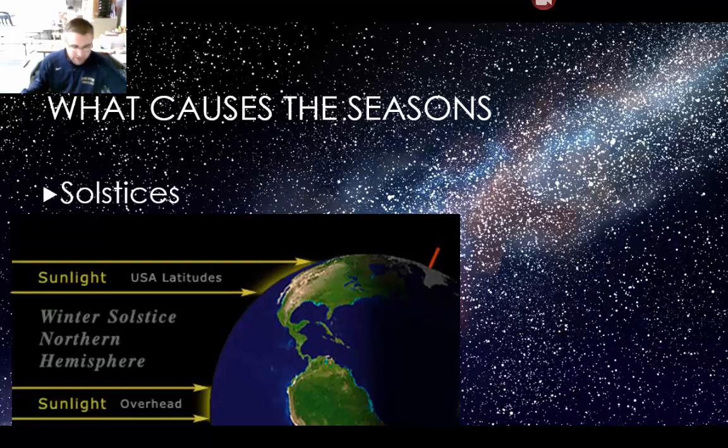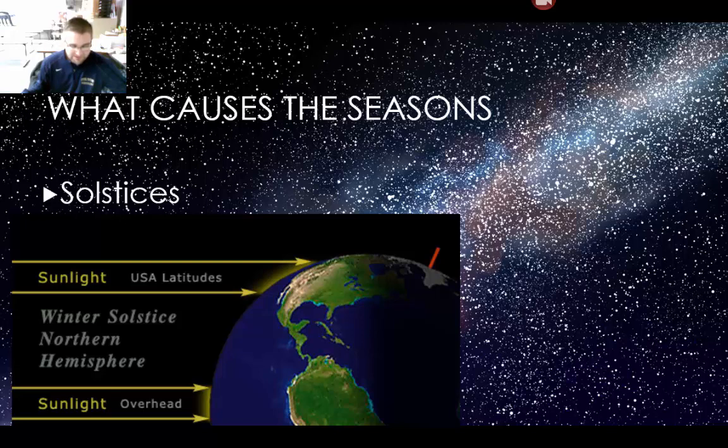Solstices. The sun appears farthest north of the equator once each year and farthest south once each year. Each of these days is known as a solstice. The day when the sun appears farthest north is the summer solstice in the northern hemisphere, and the winter solstice in the southern hemisphere. This solstice occurs around June 21st each year. It is the longest day of the year in the northern hemisphere and the shortest day in the southern hemisphere.